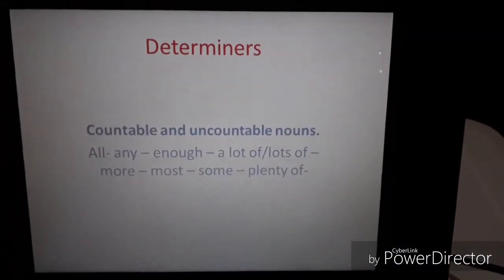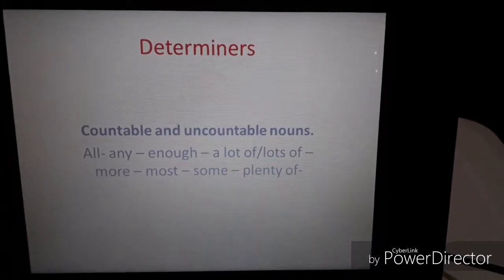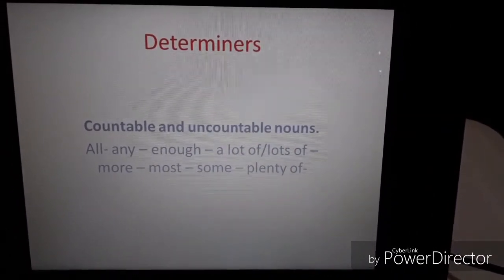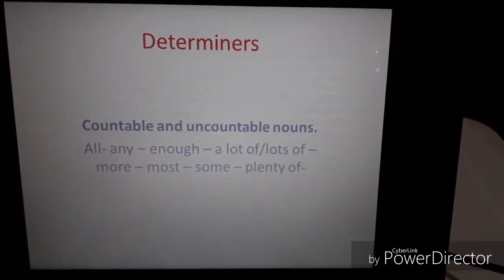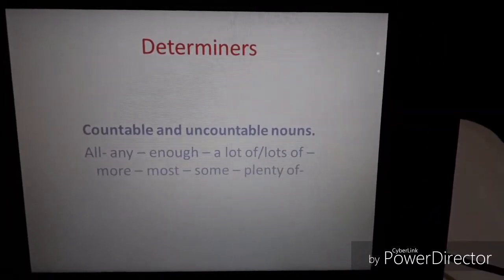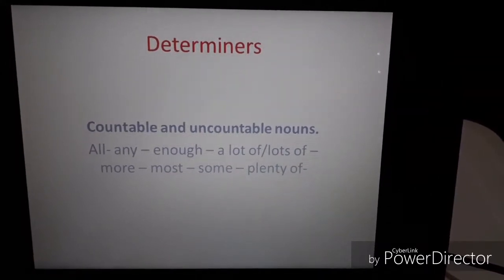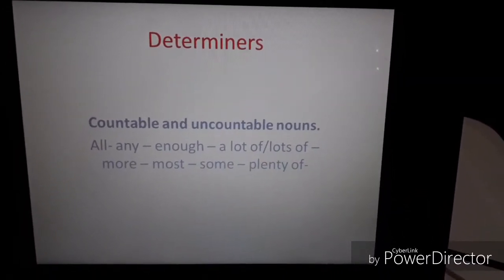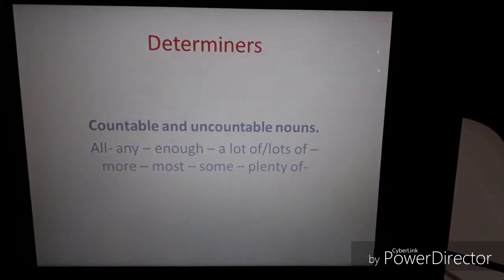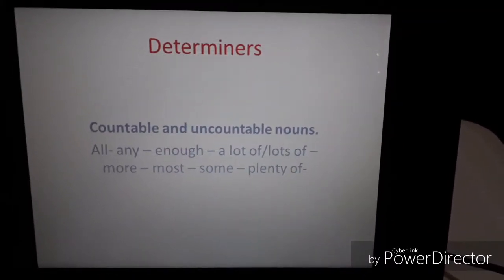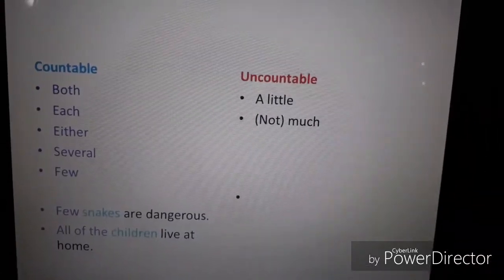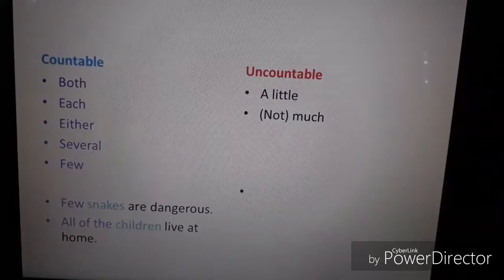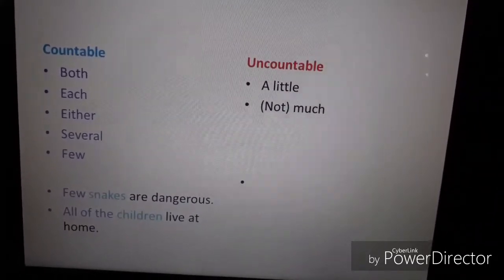The first topic that we learned was determiners, specifically the quantifiers. So we have here countable and uncountable nouns, that is what we take into account. So we have all, any, enough, a lot of, or lots of, more, most, some, and plenty of, which are words that we can use with countable and uncountable nouns. However, we have specific quantifiers that we use with countable and with uncountable nouns.